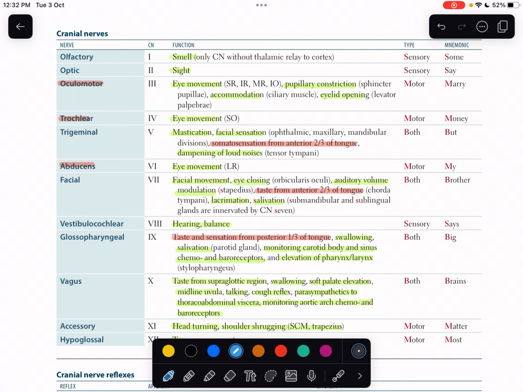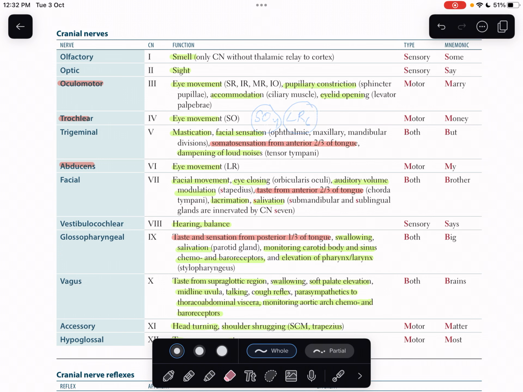You can remember it by SO4 LR6. This is one and this is another one. SO4 means superior oblique by the fourth cranial nerve, lateral rectus by the sixth cranial nerve. If you just memorize these two, the rest of the muscles are supplied by the oculomotor nerve. So SO4: superior oblique by trochlear, lateral rectus by abducent. So these were the eye movements.